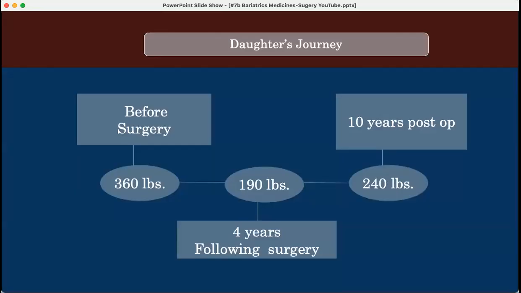So this is her journey. Before surgery, she was 360 pounds. 4 years after surgery, she'd lost 190. And 10 years later, she'd lost 240. So you could definitely say that she is not a failure patient. She still lost 120 pounds, 10 years follow-up from what she was before.